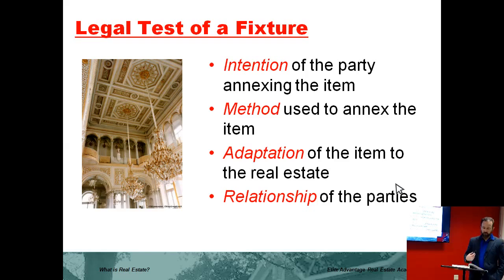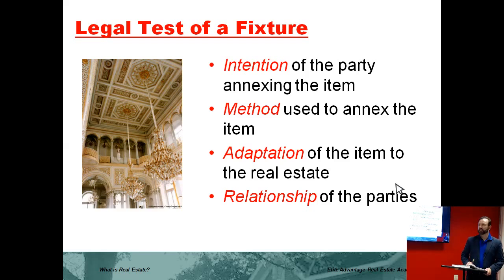So then if it goes into court, they'll ask the same questions. The intention of the party, the method of annexing, the adaptation of the article to the real estate, and the relationship. And that's how the court system will define whether or not they have to put the lamp back in there, or the ice cream making machine, or the cappuccino machine, or the water ice machine, whatever it may be, the hot tub. I guess we can go down the line and talk about all kinds of things that could be a problem, right? It could be, for example, I have a property right now.